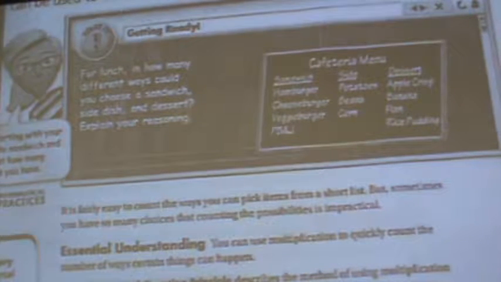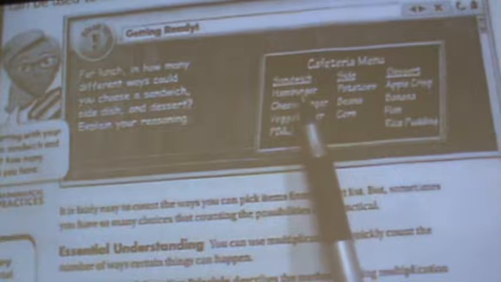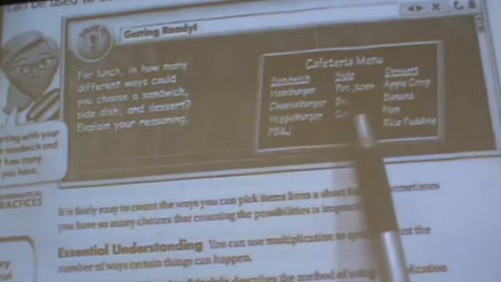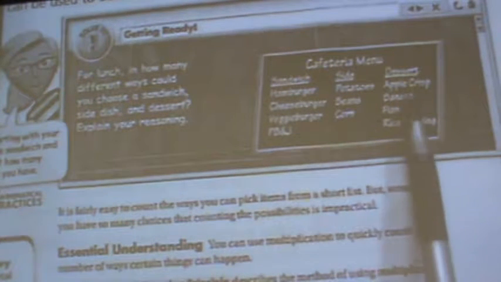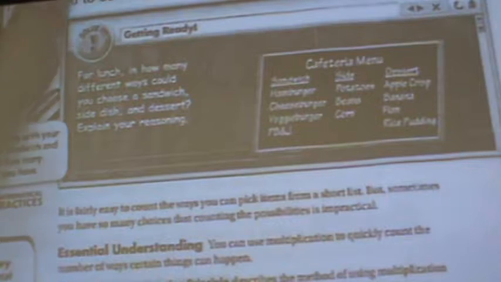For lunch, here's the menu. You've got 4 different types of sandwiches that you can choose from. And you have 3 different sides and 4 different desserts. They want to know, if you had to pick one sandwich, one side, and one dessert, how many different combinations can you come up with?